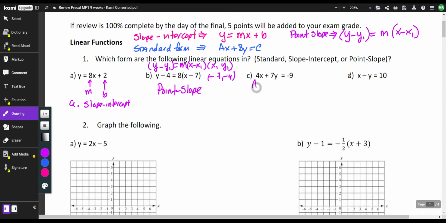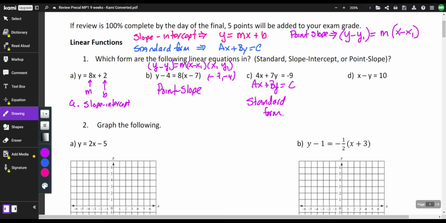This one is really easy, right? It looks like ax plus by equals some coefficient. That's a c. Equals some coefficient. So that's going to be the standard form.